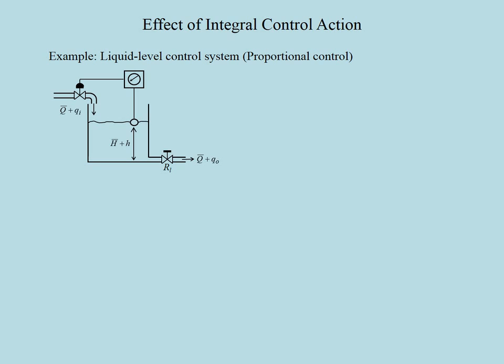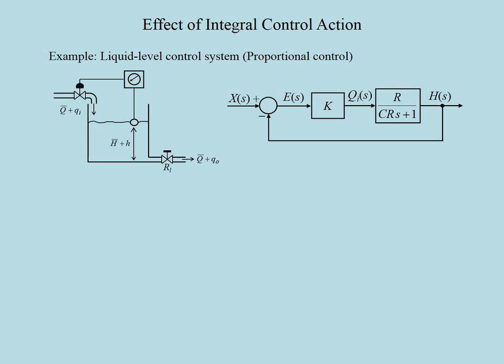Now assume that the controller is tuned in such a way that the input flow rate is proportional to the error. That is, the system is under proportional control. This will correspond to such a block diagram where X(s) is the desired value of the liquid level. The closed loop transfer function can be obtained as the feed-forward transfer function divided by 1 plus the open loop transfer function, which results in KR divided by CRs plus KR plus 1.